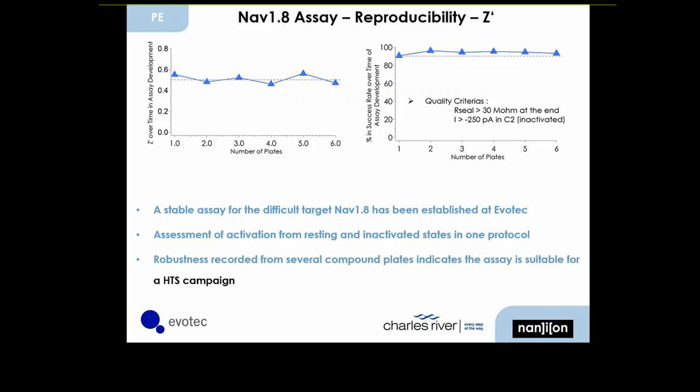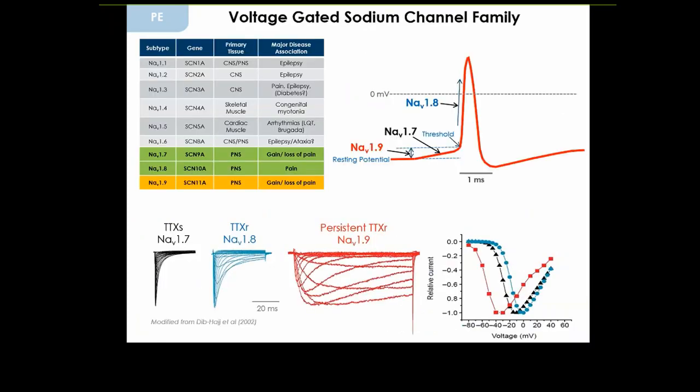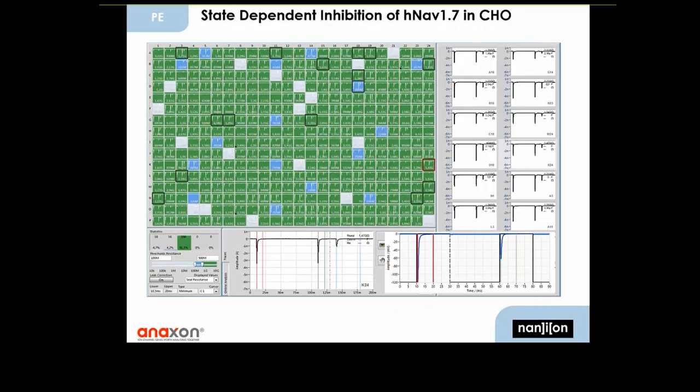So finally, I would like to go back to the fastest one, NaV 1.7 channels, rapidly activating and inactivating, but they also recover very slowly from inactivation. And I would like to show you that for this channel, we have developed a 3-state protocol where we could compare activation from resting and from 2 inactivated states. And in this case, the cells were kindly provided by Nanion. I'd like to emphasize this.